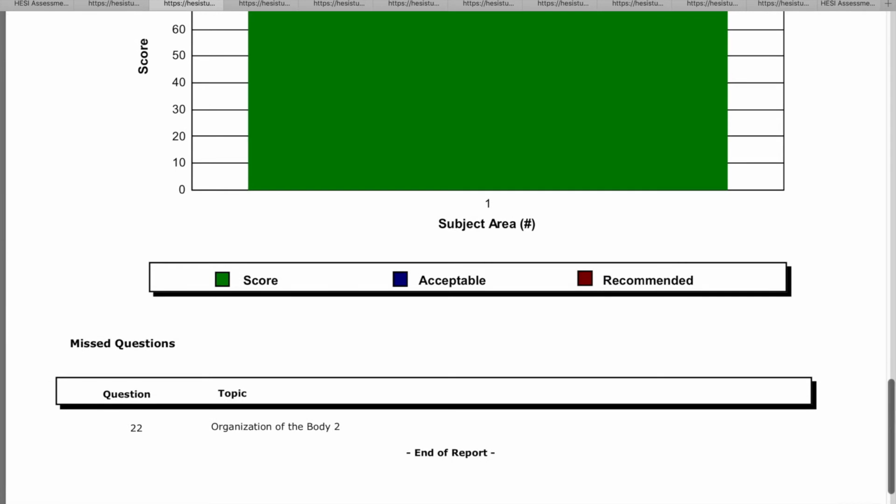So I missed a question about the organization of the body. This could be a question like: cell, tissue, organ, organ system, and then organism.